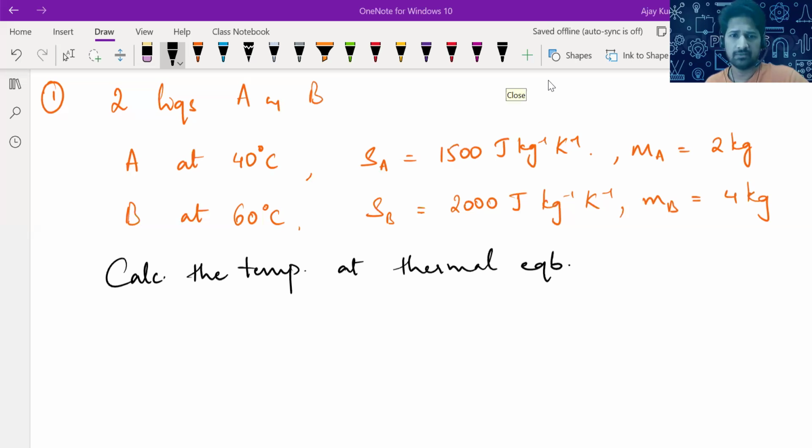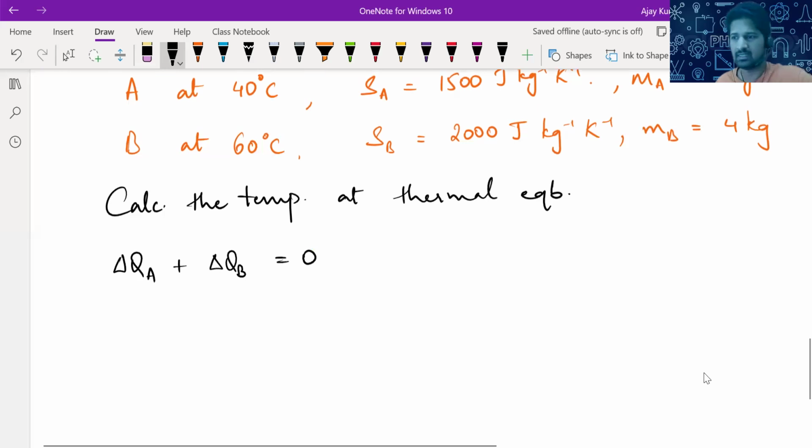Okay, I got one answer as 54.55 degrees C. Fine, let's see. This is an isolated system. Heat lost by the hotter objects is equal to heat gained by the cooler ones. You can write an equation that way. Otherwise, you can also write net heat gained by all the objects is zero. That is the safer way to solve. So heat gained by A plus the heat gained by B should be 0.